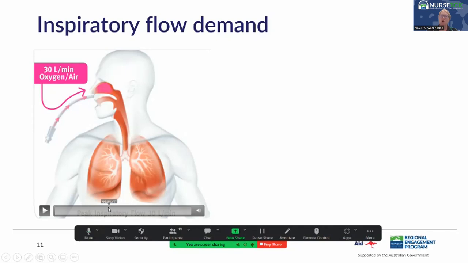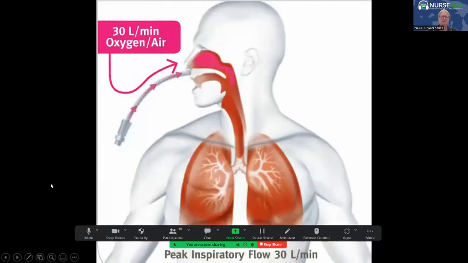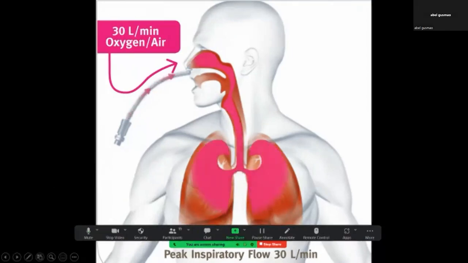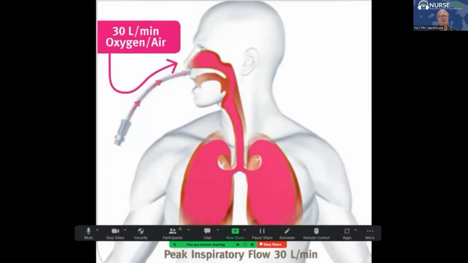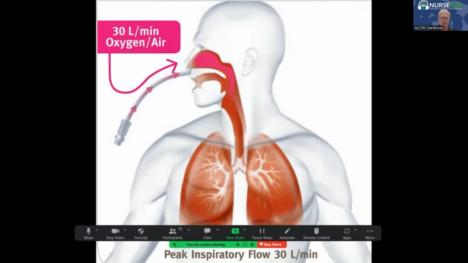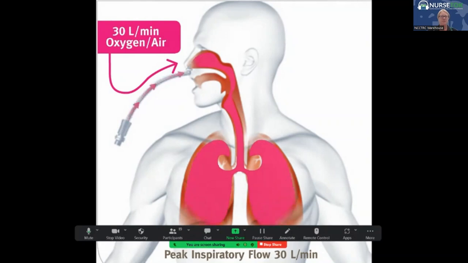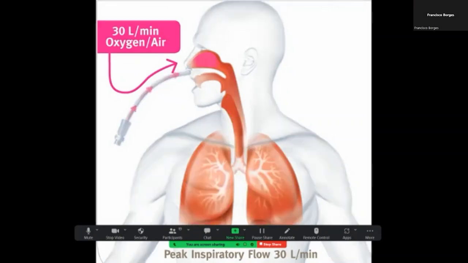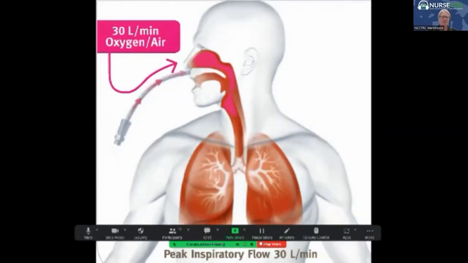So let's see how much oxygen is getting into this patient's lungs. Huge difference. So you see, this patient will have better oxygenation levels than he would have on the normal oxygen mask. Okay.